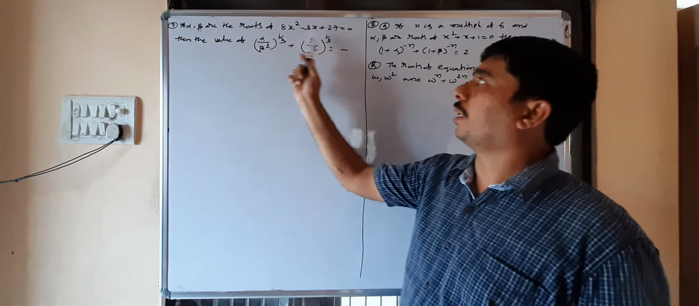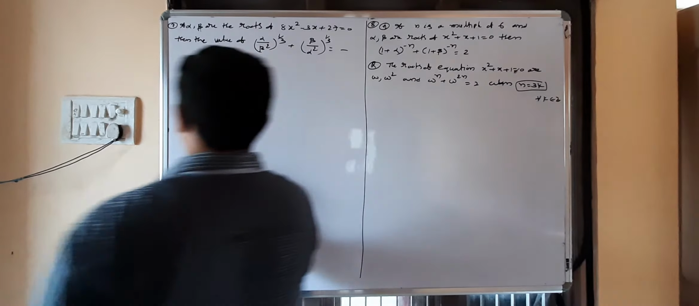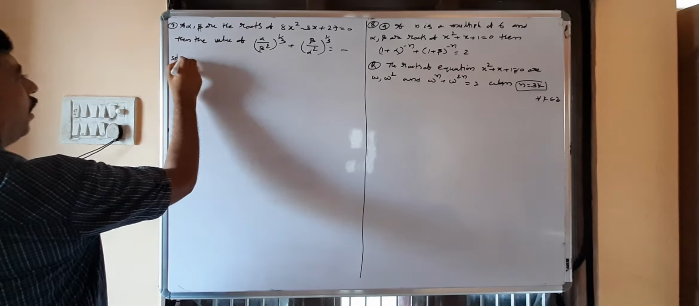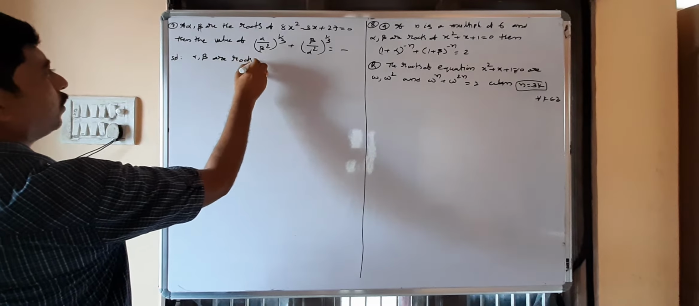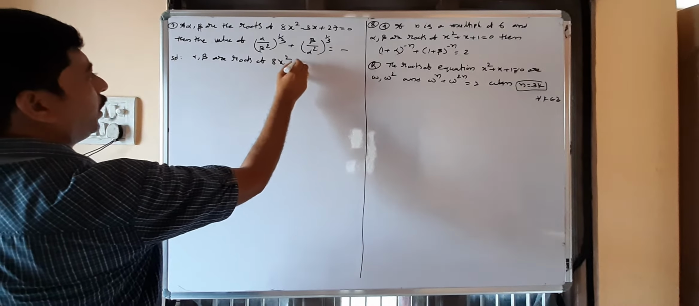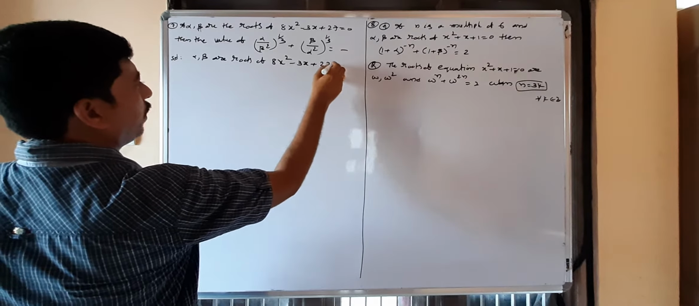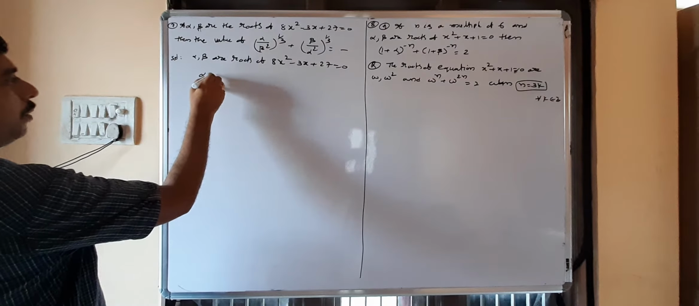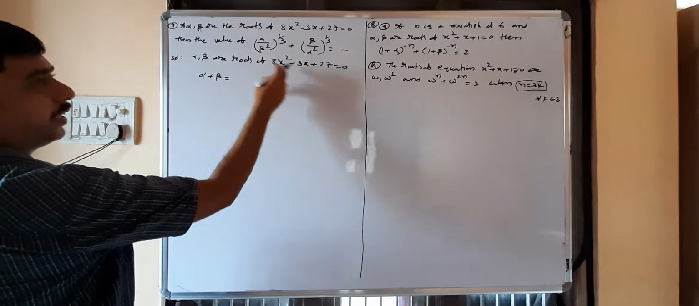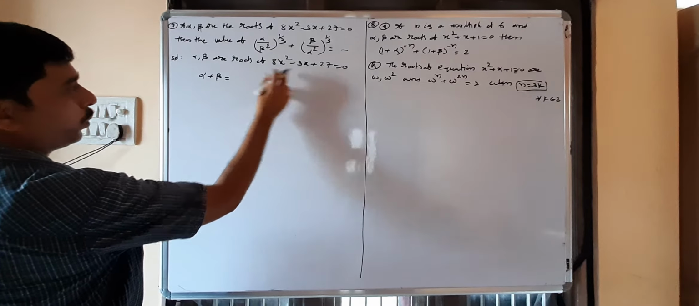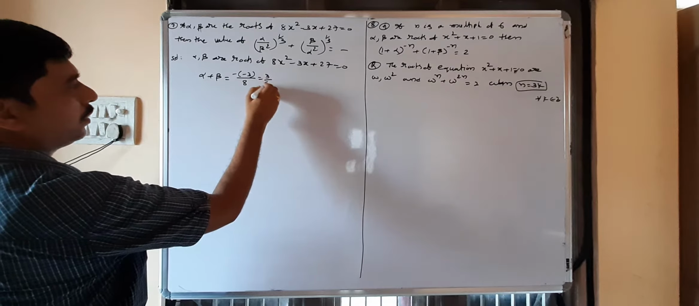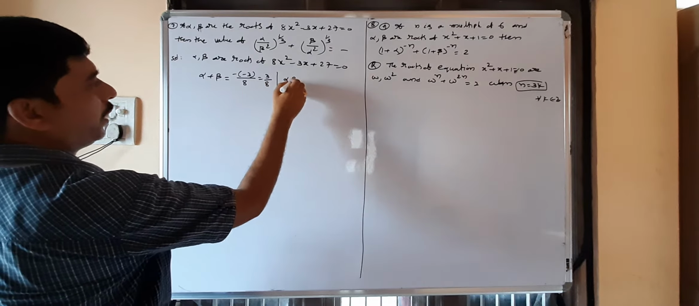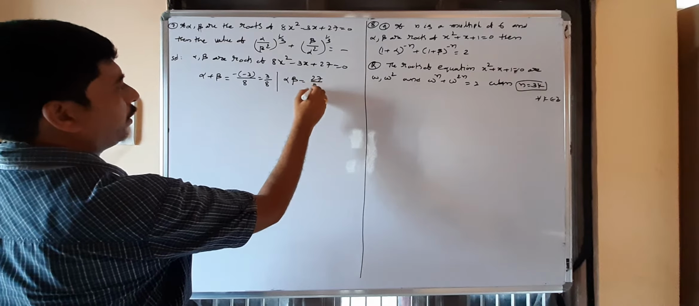Alpha, beta are the roots of the equation 8x square minus 3x plus 27 equal to 0. That means the sum of the roots, alpha plus beta, is minus b by a, that is minus of the coefficient of x by the coefficient of x square, which is 3 by 8. The product of the roots, alpha beta, is c by a, which is 27 by 8.